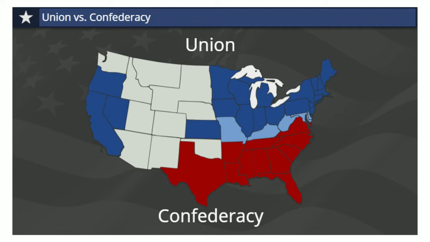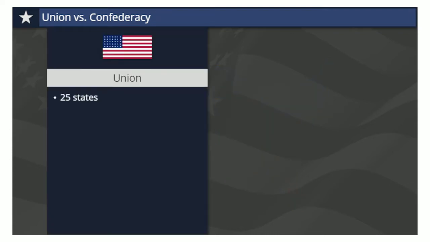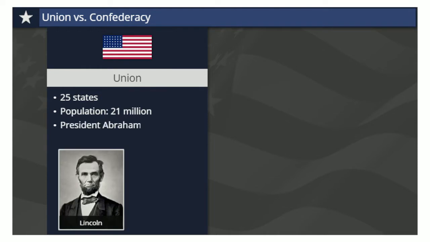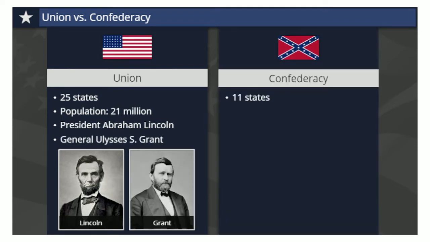Let's compare the two sides so you know the basics. 25 states made up the Union during the war years. These states had a population of about 21 million people at the time. Abraham Lincoln led the Union through the entire war as president and commander-in-chief. Many generals led the Union war effort, but the best known, and the one who brought the war to a successful conclusion, was Ulysses S. Grant. 11 states made up the Confederacy.